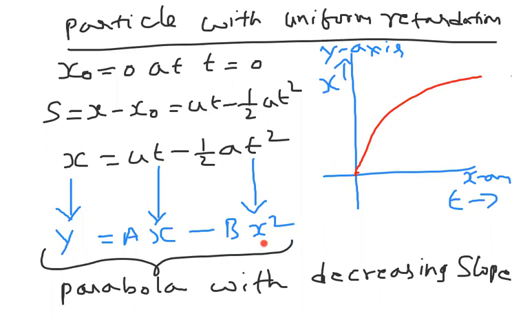From this information, what I understood is, before x square the minus sign is there, it indicates decreasing slope. This is the graph for decreasing slope. Particle moving with uniform retardation or deceleration, negative acceleration. So decreasing slope, parabola with decreasing slope.